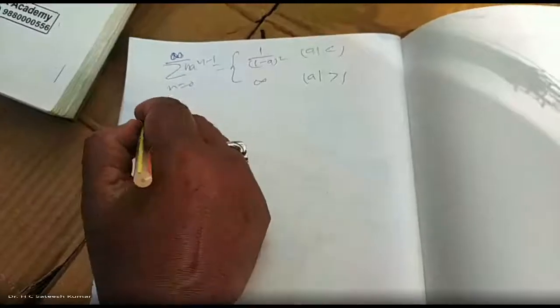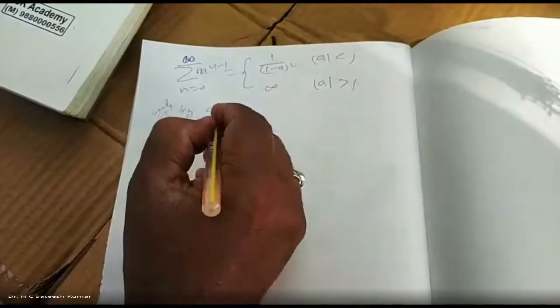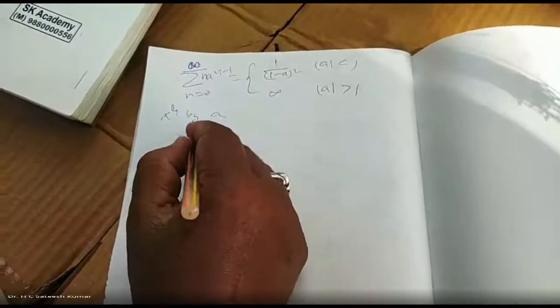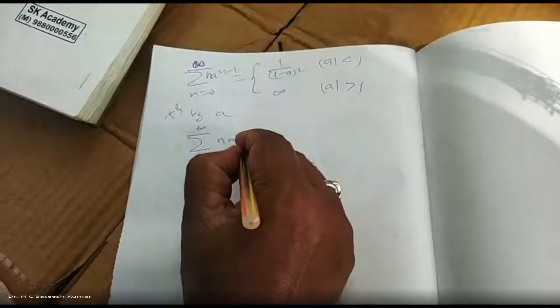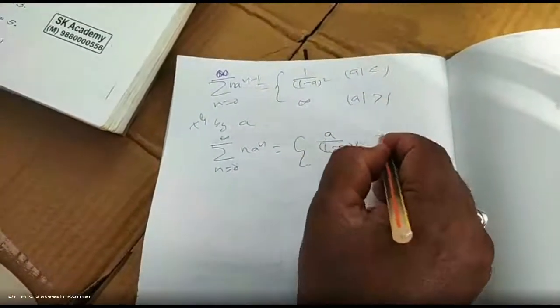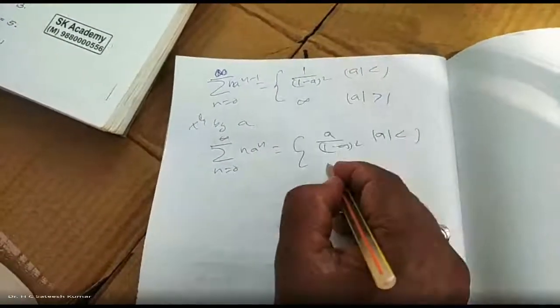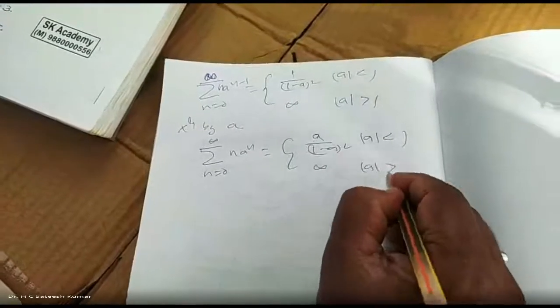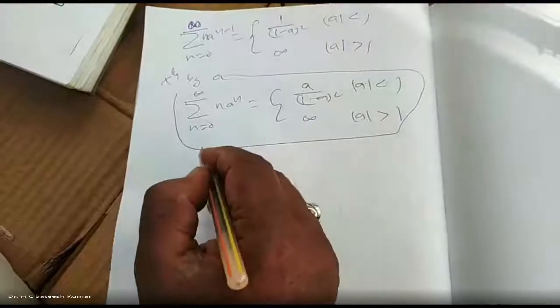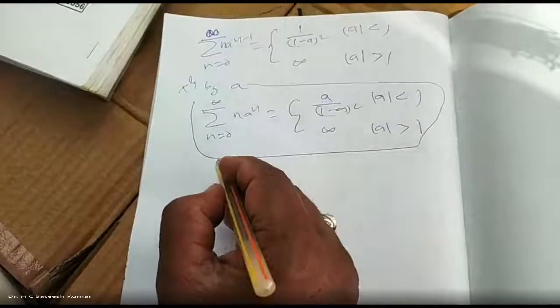Now multiply by a on both sides. Multiply by a. What will you get? Summation n varies from 0 to infinity n into a power n is equal to a divided by 1 minus a whole square for magnitude of a less than 1, and is equal to infinity for magnitude of a greater than 1. That's how we should do it. That is our sixth one.